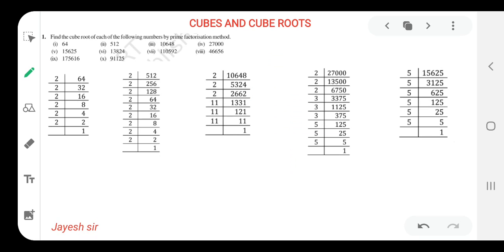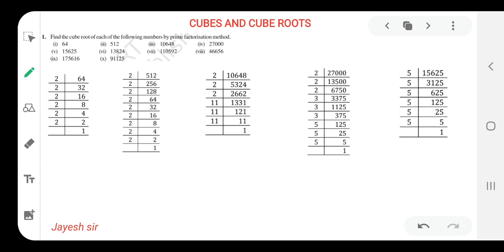By the prime factorization method, I have already given the factors of each and every sum. Let us begin with the first sum: find the cube root of each of the following by the prime factorization method. Here 5 sums are there, and the next 5 sums would be on the next slide, so that students who are capable can try the remaining 5 sums on their own, along with their solutions.